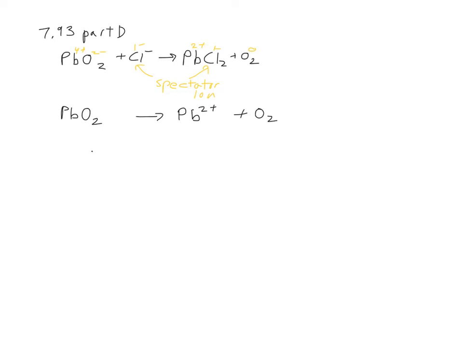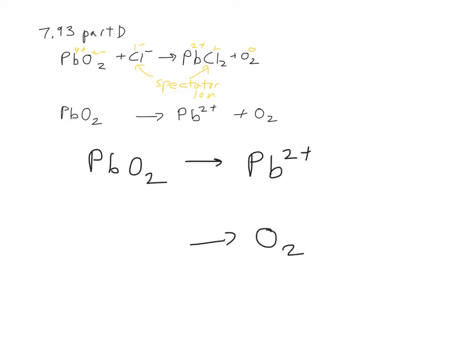Your half reaction is going to go like this. You're going to say, okay, I've got lead oxide over here, and my lead oxide is going to lead 2 plus. Then over here, you're just going to have oxygen. I know that seems weird, but we'll resolve it ourselves if we follow the rules in a second. So what we have to do is follow our rules.